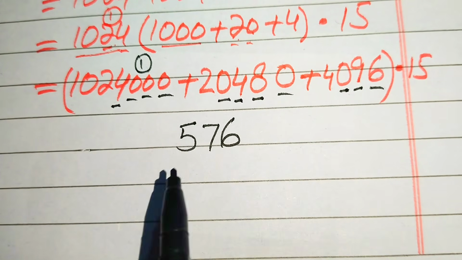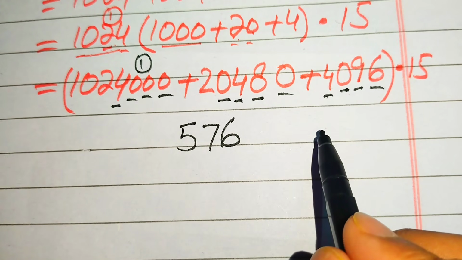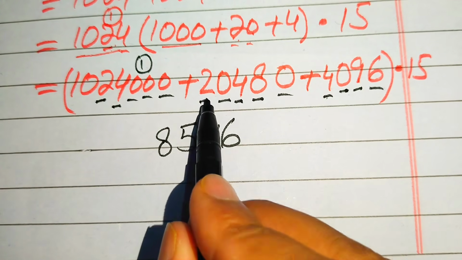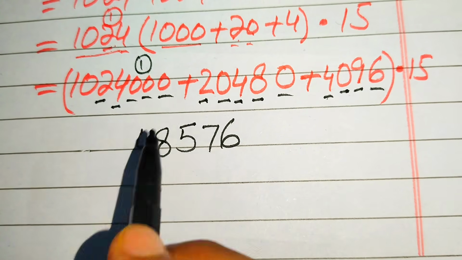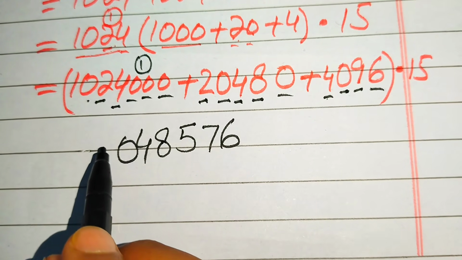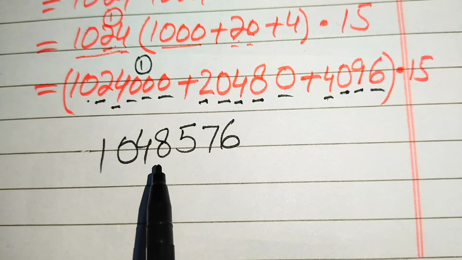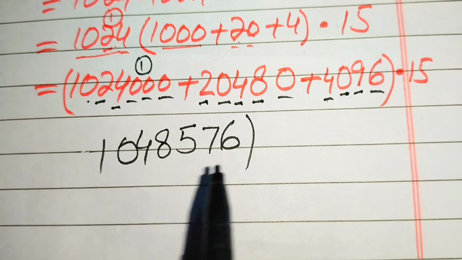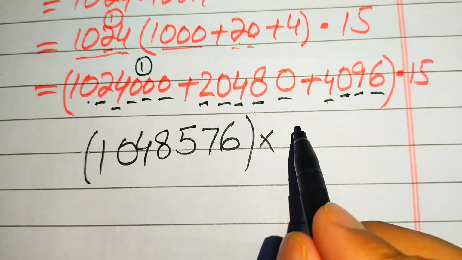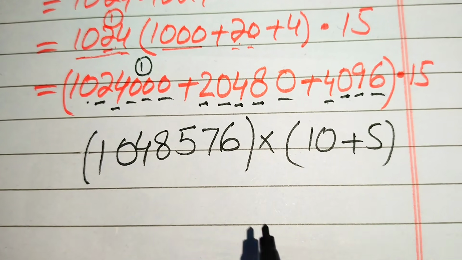Further we have 4 plus 0 becomes 4. 4 plus 4 becomes 8. We write it here. And next we have 2 plus 2 becomes 4, and here we cannot add any number, so we write 4. And at the last we have this is 0 and 1. So we get here 1048576, and this summation number is multiplied by this 15, and we break this 15 as 10 plus 5.